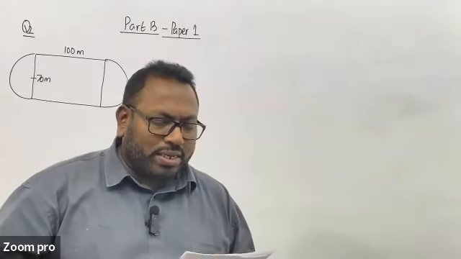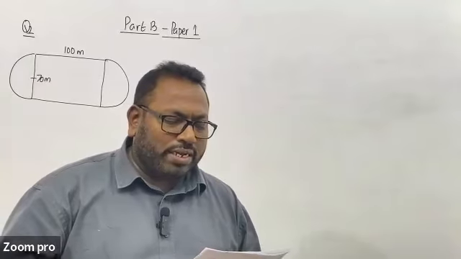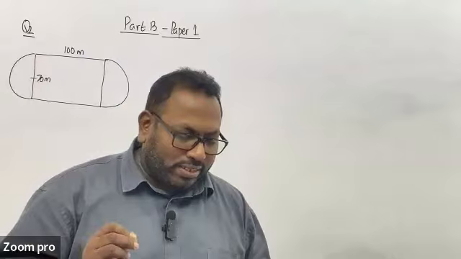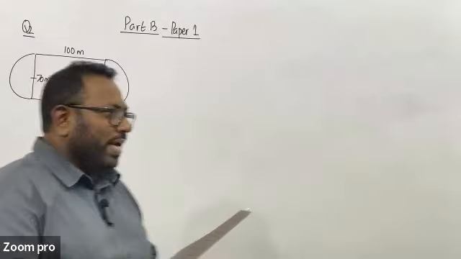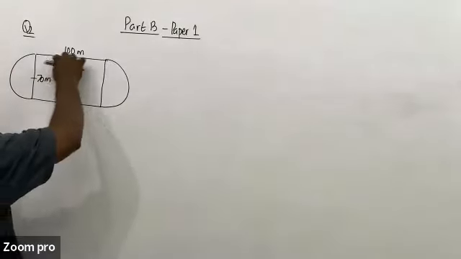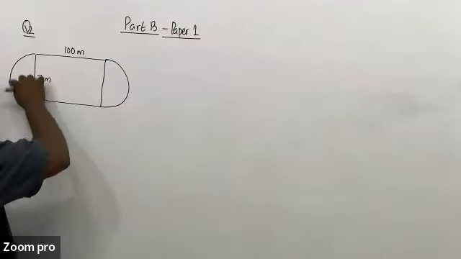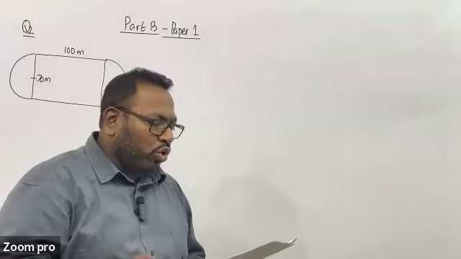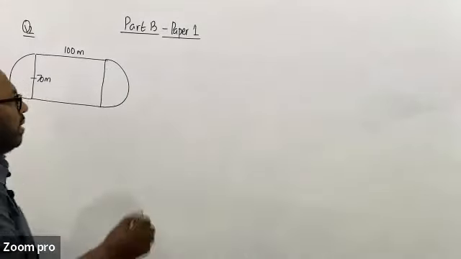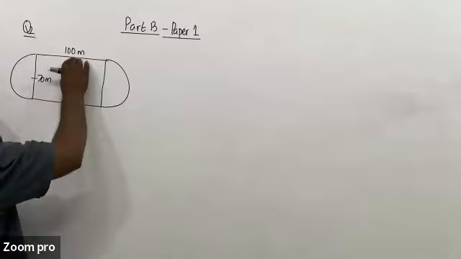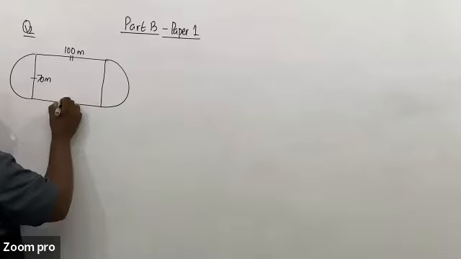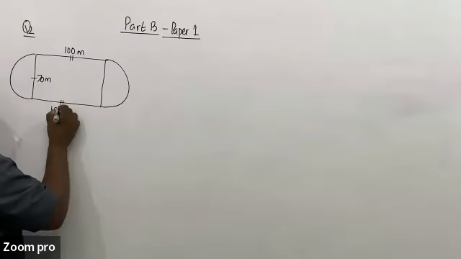Then they're asking you, what is the total length of the boundary of the land? So basically what they're asking you is the perimeter of this figure. In order to find the perimeter, we know opposite sides are equal, so this side is also 100 meters.